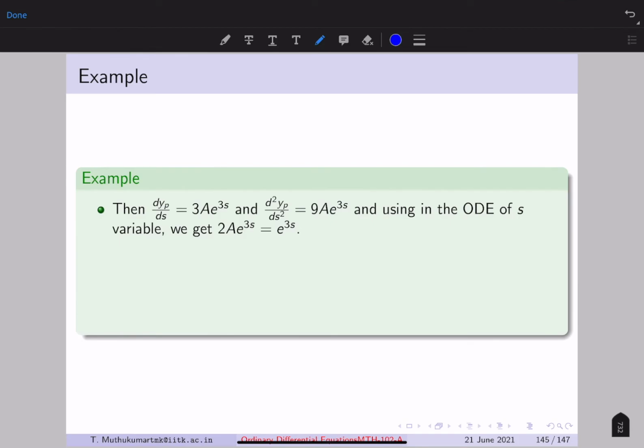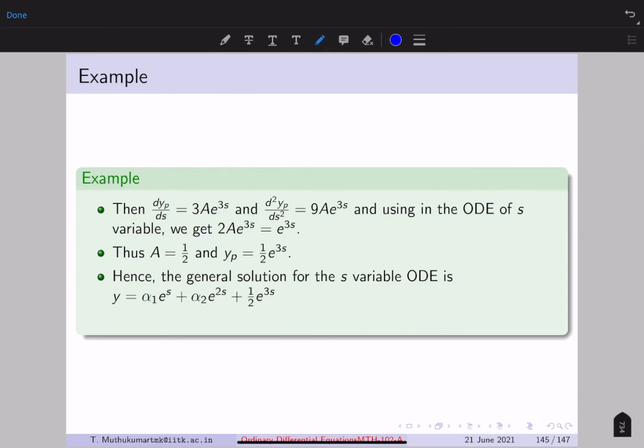So if you use that in the ODE of s variable, you get this equation which is going to give you that a is half, and therefore your particular integral is half e power 3s. So your general solution is the sum of the particular integral plus the complementary function. So you see you have now solved an equation which is in the Cauchy-Euler form.